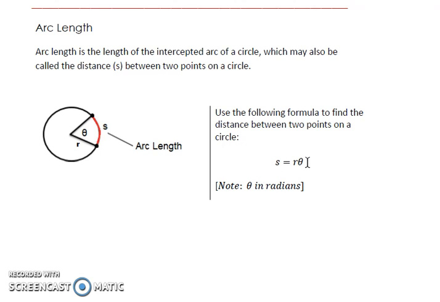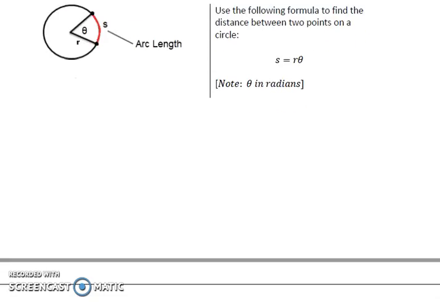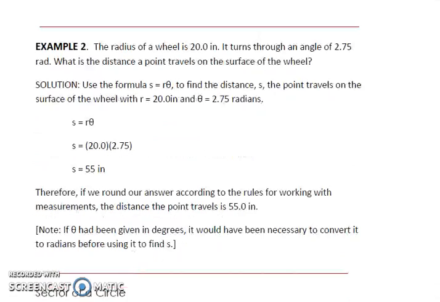So if we want to find that distance, we can if we know the length of the radius of our circle and the angle in radians. Just have to plug it in and simplify. Here's an example. Example 2. The radius of a wheel is 20 inches. It turns through an angle of 2.75 radians. What is the distance a point travels on the surface of the wheel?